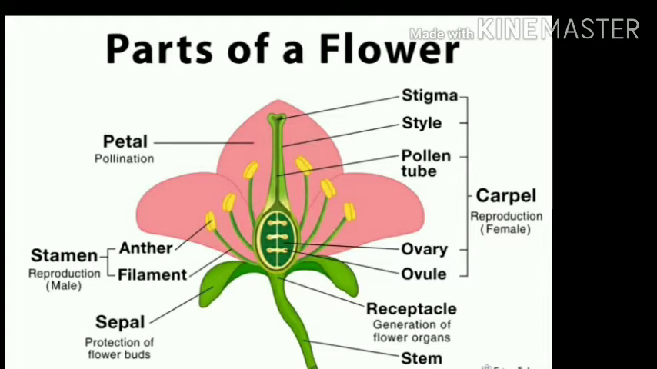So sepal is nothing but a calyx. This is the part, and have a look here, try to understand. It is the outermost whorl, green in color, leaf-like in structure also. So guys, basically the sepal is used for protection in the bud stage. When the flower is in a bud condition, the sepal is used for protection.